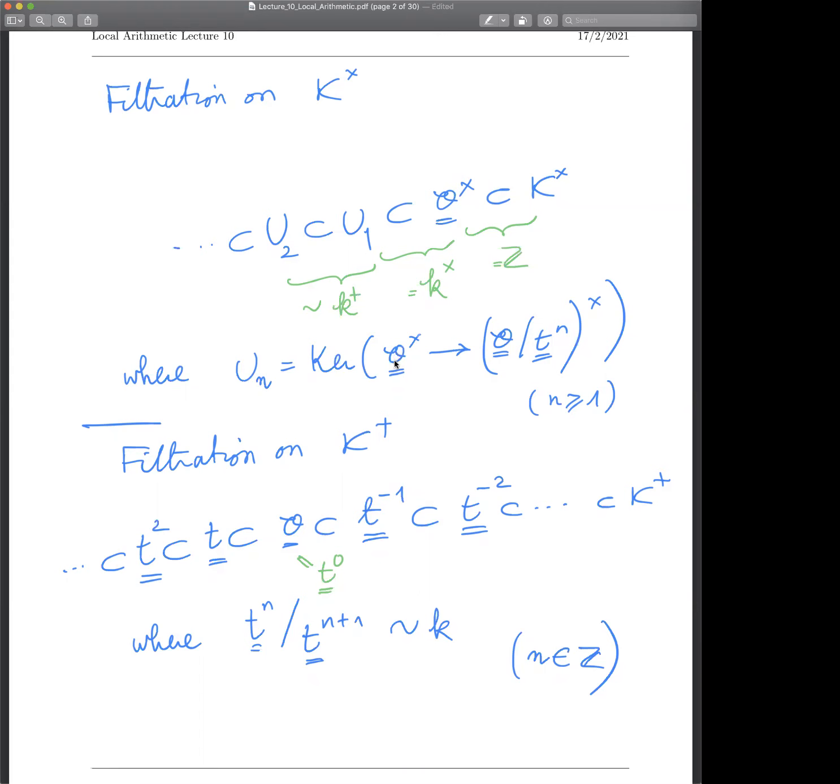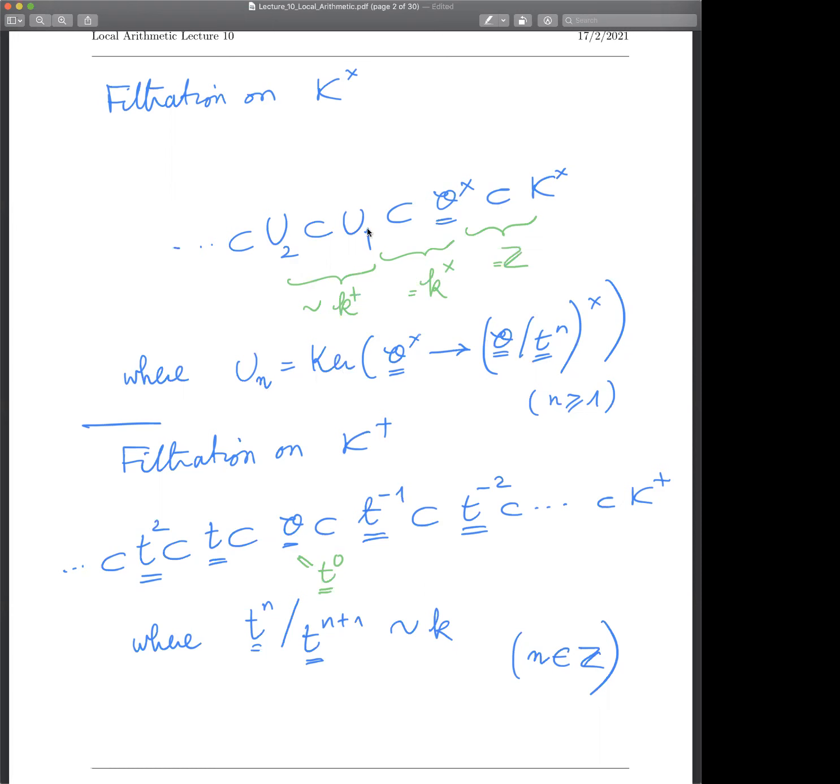Initially, you have the map from the ring O to the quotient O modulo T to the N. Whenever you have a homomorphism of rings, you get a corresponding homomorphism of multiplicative groups. And that's the map which I've written here. And this UN is the kernel of that map. So another way of saying what UN is to say that it's the set of all elements of the form 1 plus A times T to the N, where A is in the ring O.